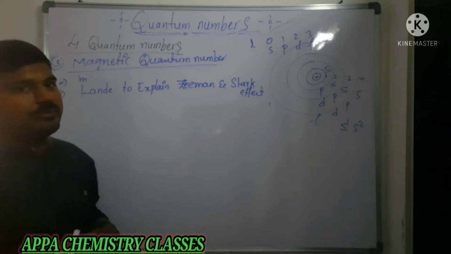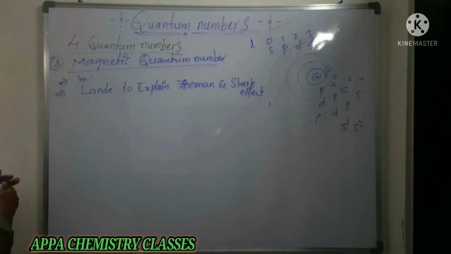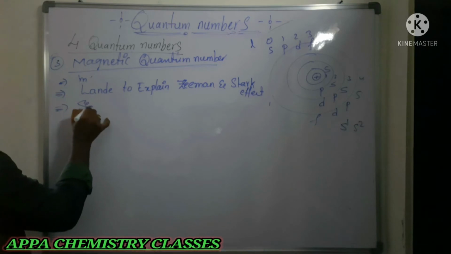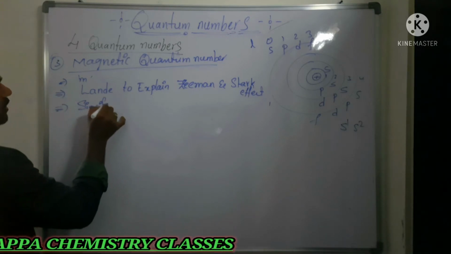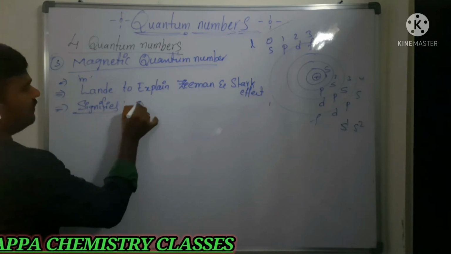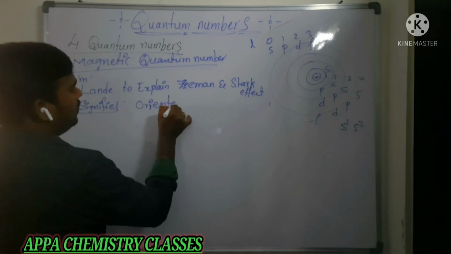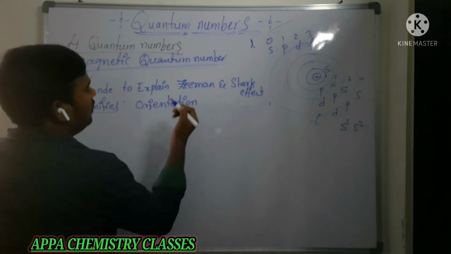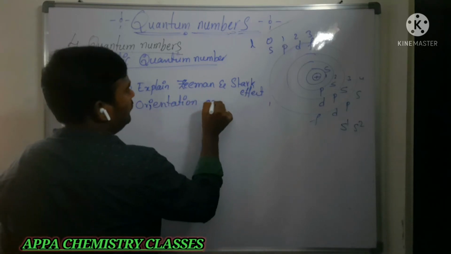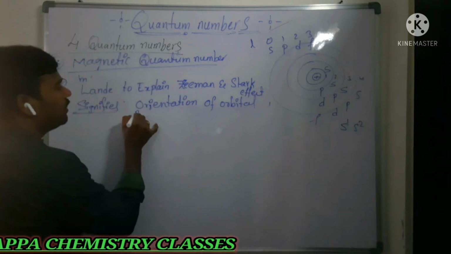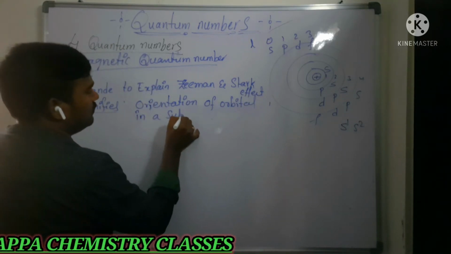In presence of electric field is called Stark effect. Now what does this magnetic quantum number signify? It signifies the orientation of orbital in a subcell.